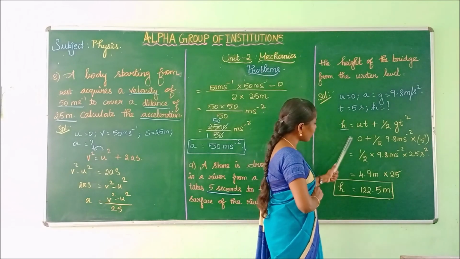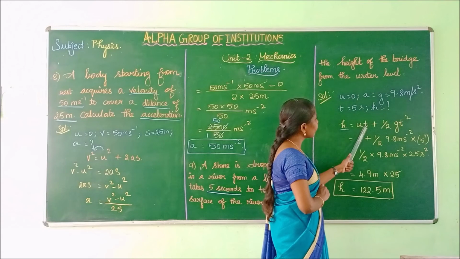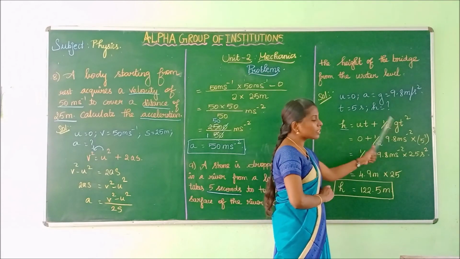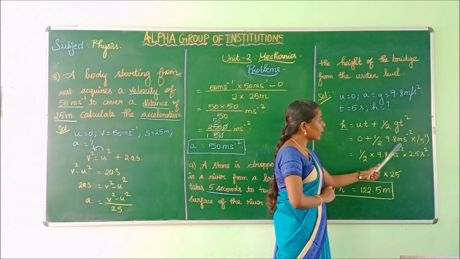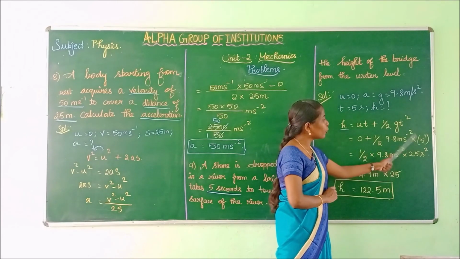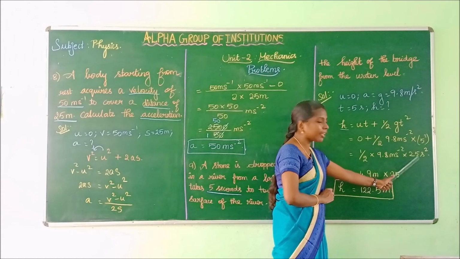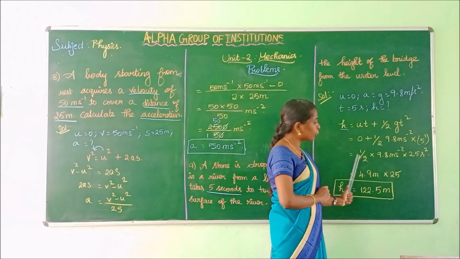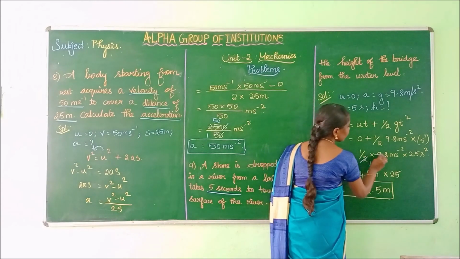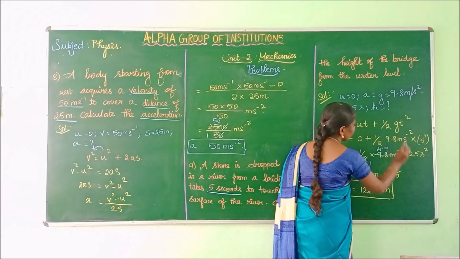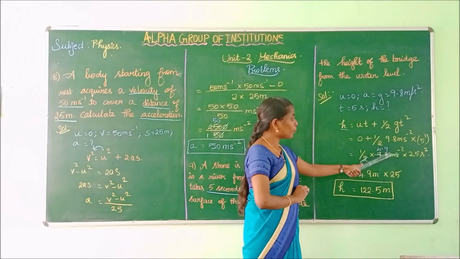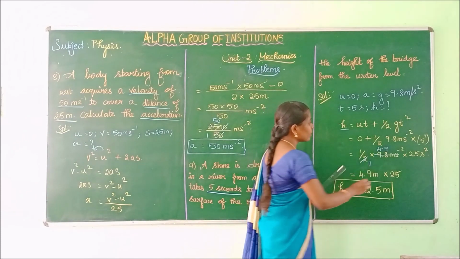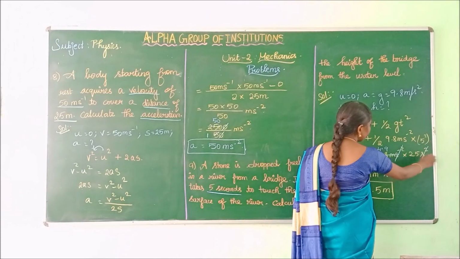U is 0 and t value is 5. 0 into 5 is 0, plus half g. Acceleration due to gravity is 9.8 meter second power minus 2 into 5 square. 5 square is 25. 9.8 meter second square into 25 second square by 2. If you cancel 2 and 9.8, the answer will be 4.9. And this second square and this will get cancelled.